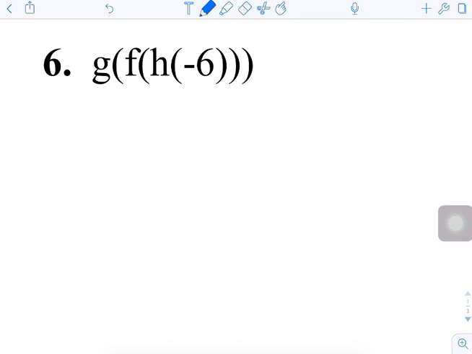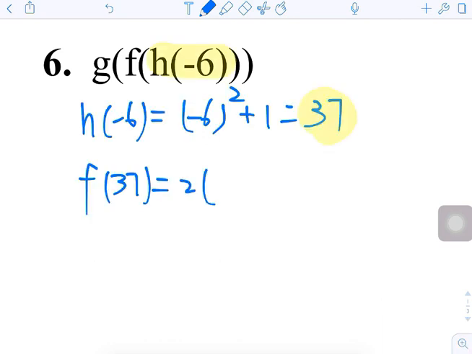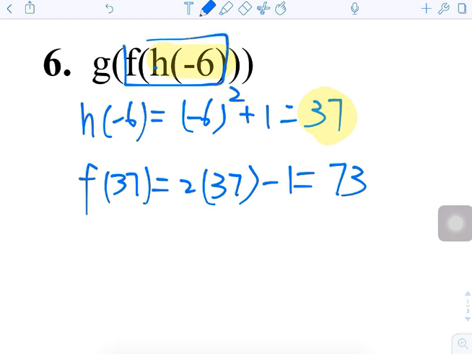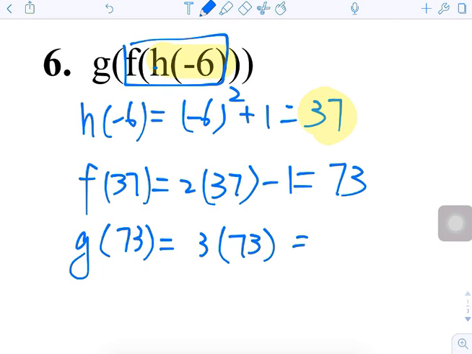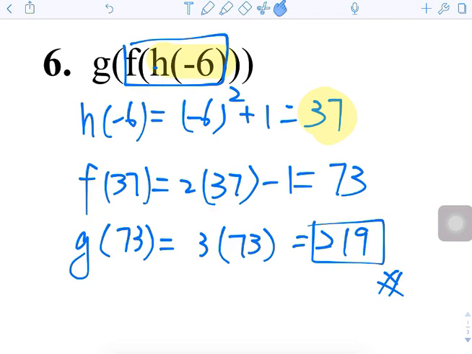Negative 6 first, square plus 1. So this one will still change the number into positive because of the square. Now the inside is that. F of 37, 2 times 37 minus 1, so 74 minus 1, so 73. Now again, that would be the inside. G of 73 equals 3 times 73, which will be 219. Okay, so that's basically all 6 problems.